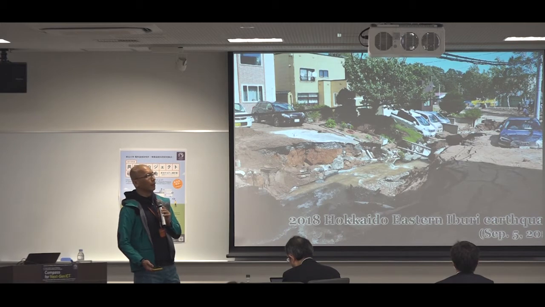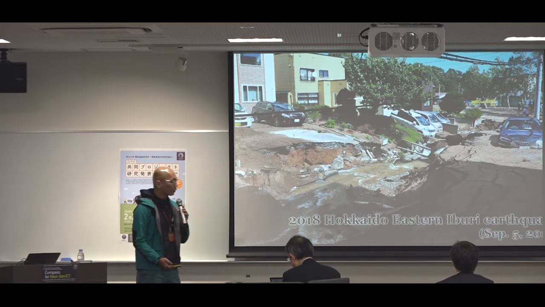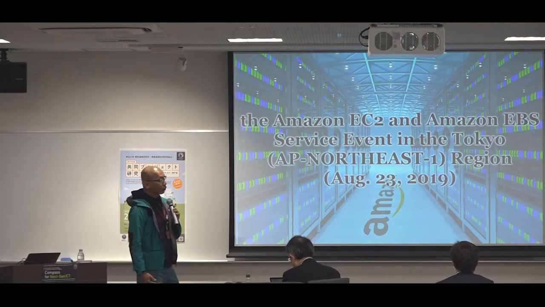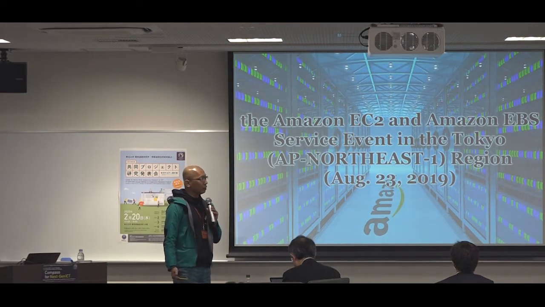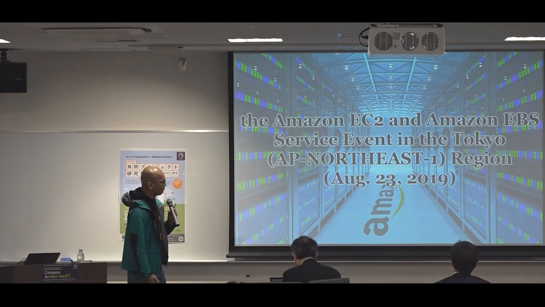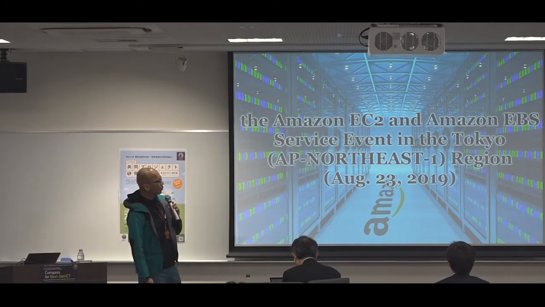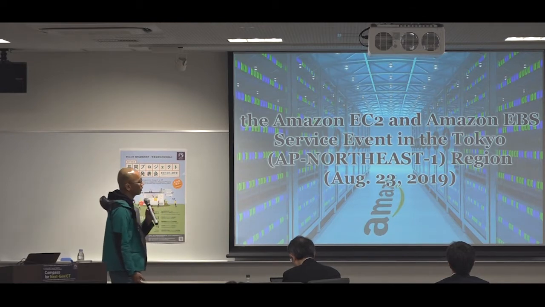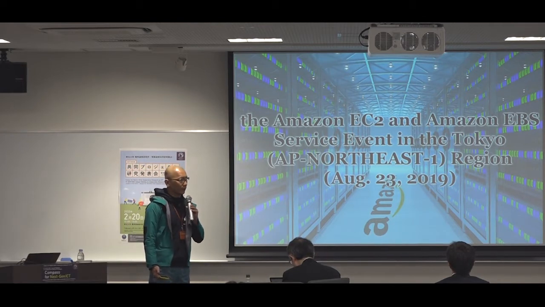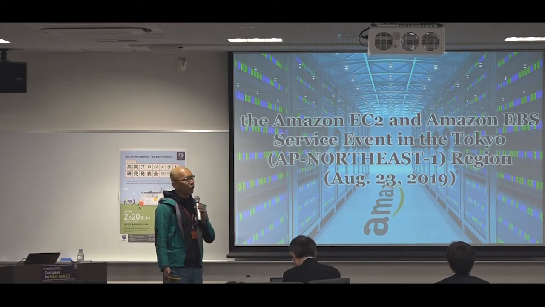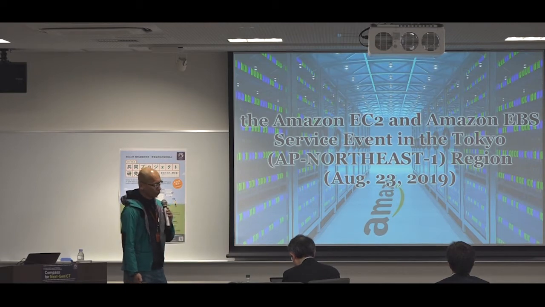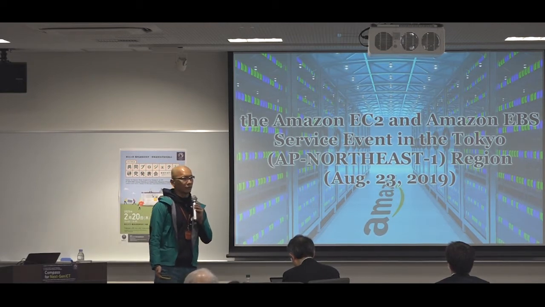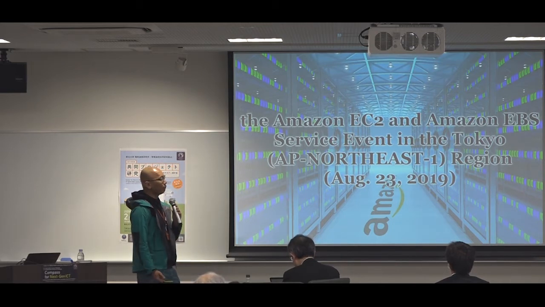Last year, 2019, there was not a natural disaster but an IT disaster in Japan. On August 23, 2019, the Amazon EC2 and Amazon EBS service event occurred in Tokyo. A lot of EC2 services and some Amazon Web Services functions, such as load balancers and DynamoDB, suffered from the data center failure.